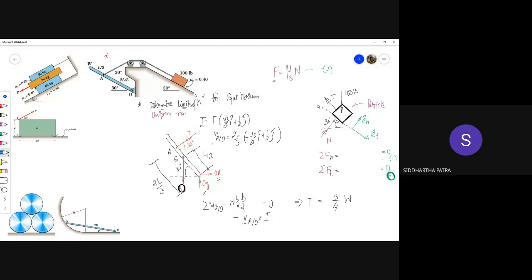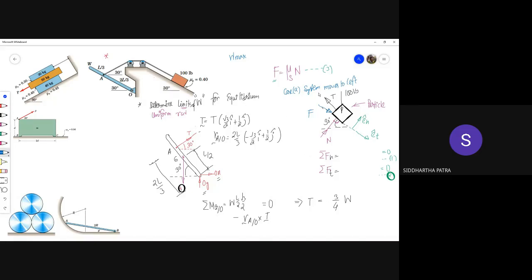So I'm just considering case A, which is the system moves to the left. The entire system would move to the left, which basically means that the friction force F would act to the right. Which basically means I'm looking for the W max value over here. And when I consider case B, I'll have the W min value. That means this block is able to pull the rod to the other side, when I'm considering the system moves to the right.